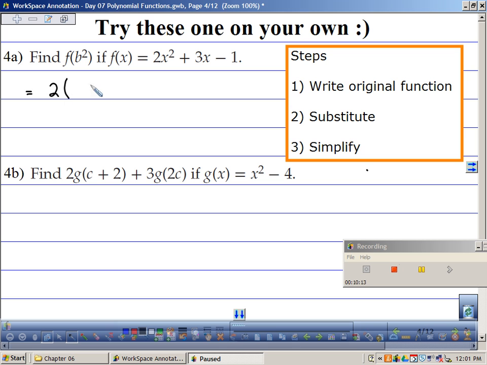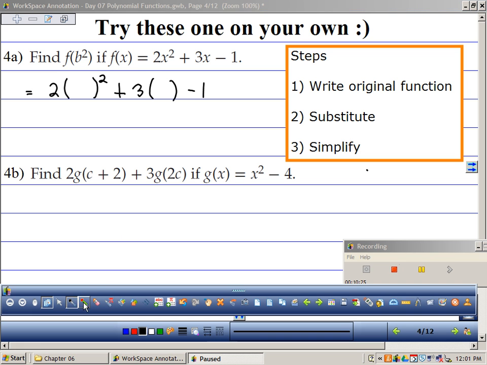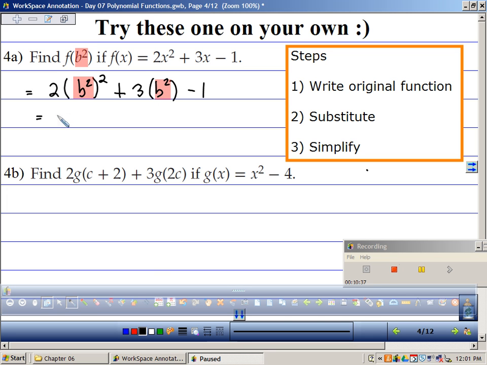So 2 parentheses squared plus 3 parentheses minus 1. See, Jose, how I wrote this out and put holes where the x's are? And now I just have to go back and fill those holes with what we're putting in our function. So it's going to be b squared and b squared, which equals 2b to the 4th plus 3b squared minus 1. Question?